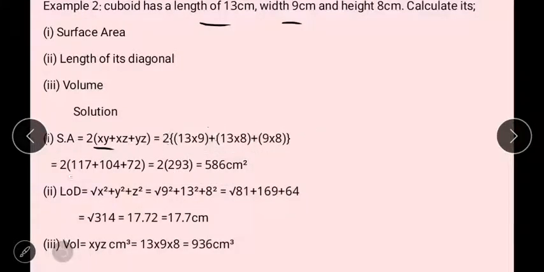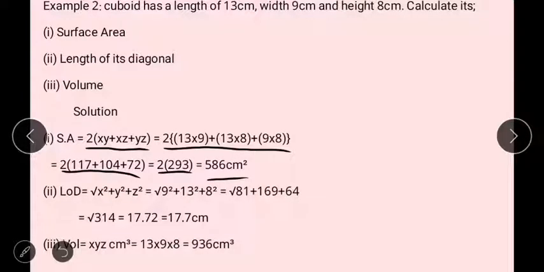Look at that solution 1 again. Surface area is equal to this as the formula. If you put the formula, you would have this. If you simplify further, you would have this. Further simplification gives you this. And a final simplification gives you your final answer, which is what? 586 centimeters square. Good.